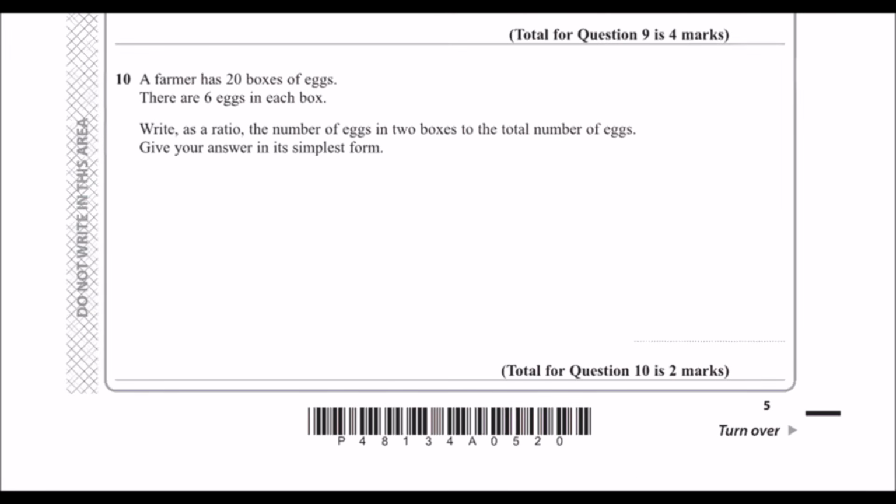Okay, question 10. A farmer has 20 boxes of eggs. There are 6 eggs in each box. Write as a ratio the number of eggs in 2 boxes to the total number of eggs. Give your answer in its simplest form. So the ratio of the number of eggs in 2 boxes to the total number of eggs. And that's 20 boxes. So we've got 2 boxes to 20 boxes.